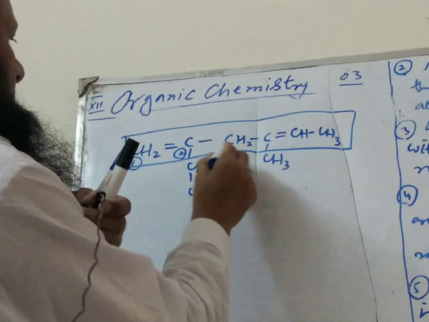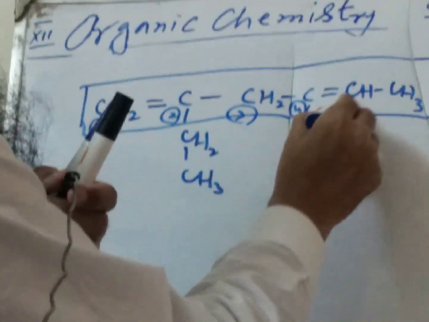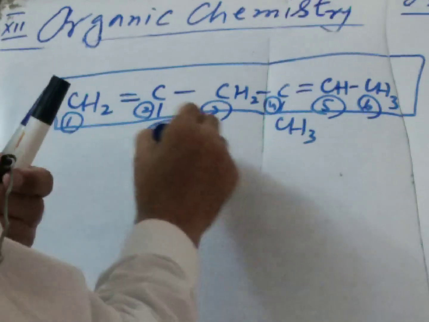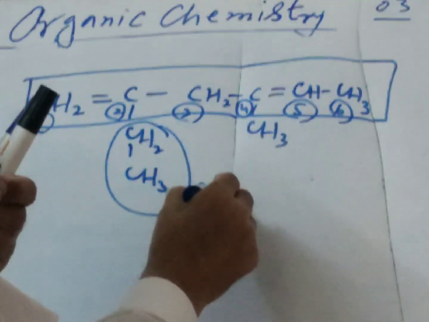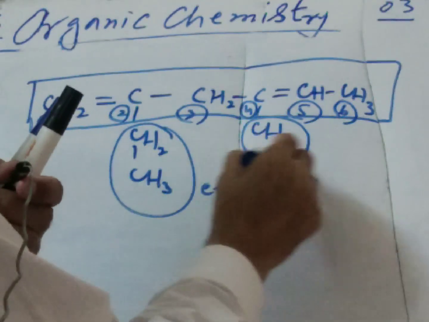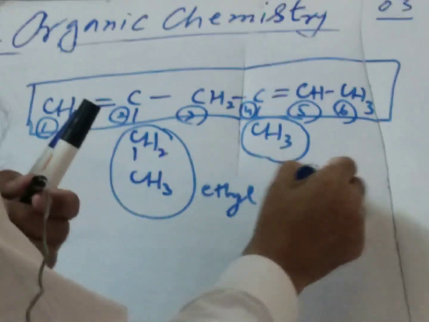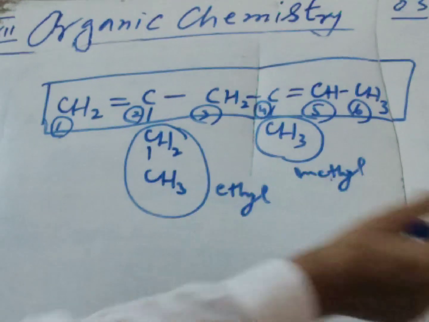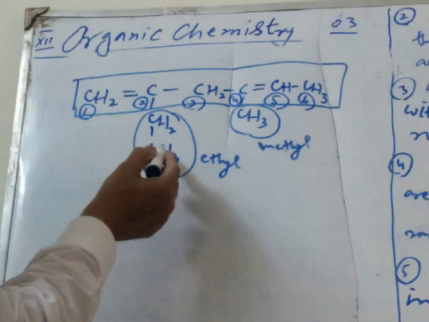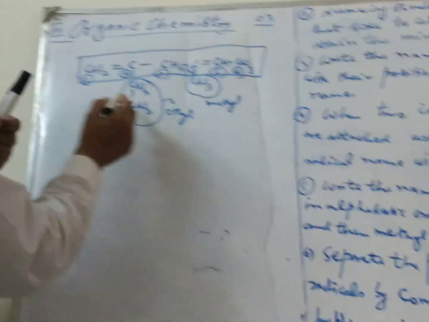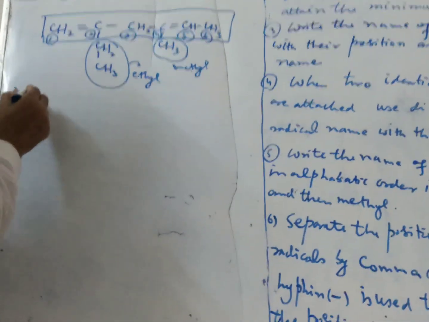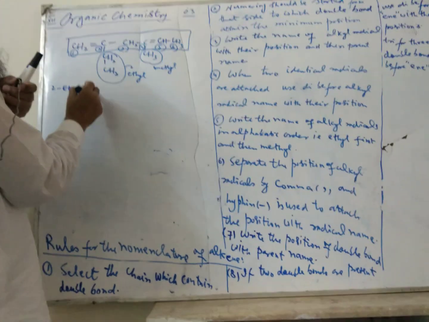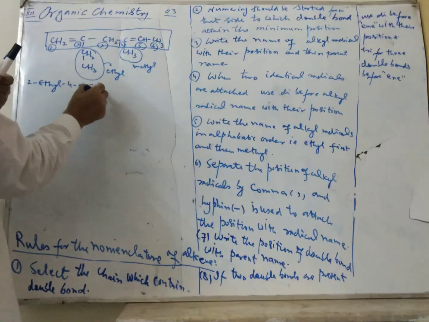1, 2, 3, 4, 5, and the 6. This is the ethyl and this is the methyl group. So ethyl and methyl. According to the rule, alphabetically, ethyl comes first. So in this case, the position of ethyl is 2-ethyl. The position of the methyl is 4-methyl.